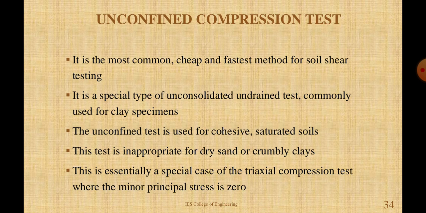Next, the third test for measuring shear strength is the unconfined compression test. It is the most common, cheap and fastest method for soil shear testing. It is a special type of unconsolidated undrained test commonly used for clay specimens. The unconfined test is used for cohesive saturated soil. This test is inappropriate for dry sand or crumbly clays. This is essentially a special case of the triaxial compression test where the minor principal stress is 0.